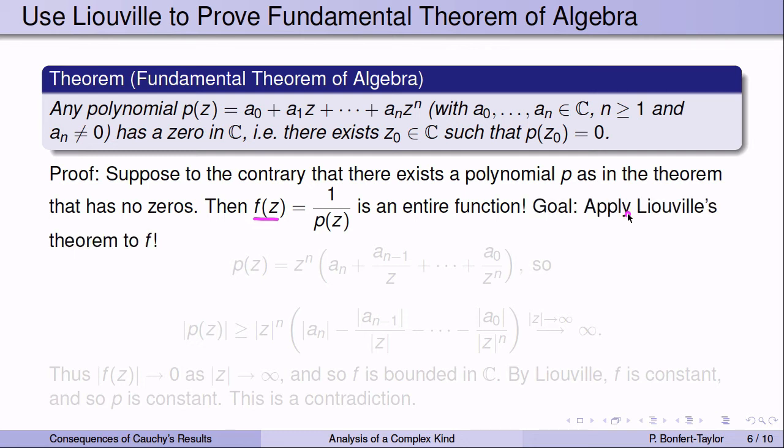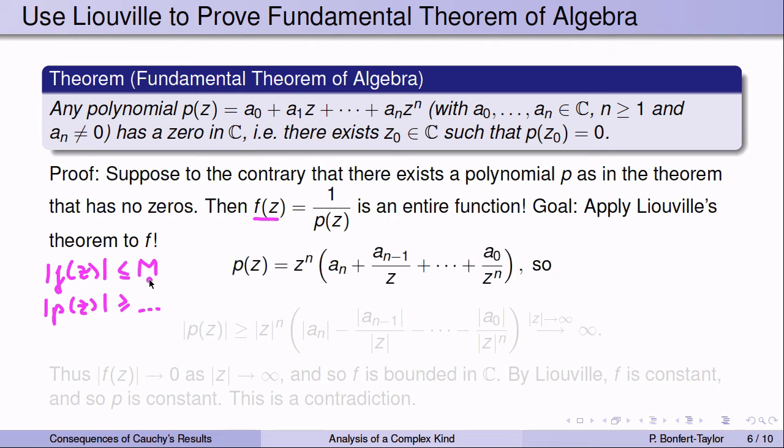Our goal is to apply Liouville's theorem to f. So we want to show that f is a bounded entire function, thereby using Liouville's theorem making f a constant function, and then we can conclude that p also must be constant. So how do we do that? We want to show that f of z is bounded above by some constant m. We can do that by showing in turn that the absolute value of p of z, which is 1 over f of z, is greater than or equal to some constant, bounded away from 0. If that is the case, then f of z, which is 1 over p of z, is bounded above. So that's our goal now.